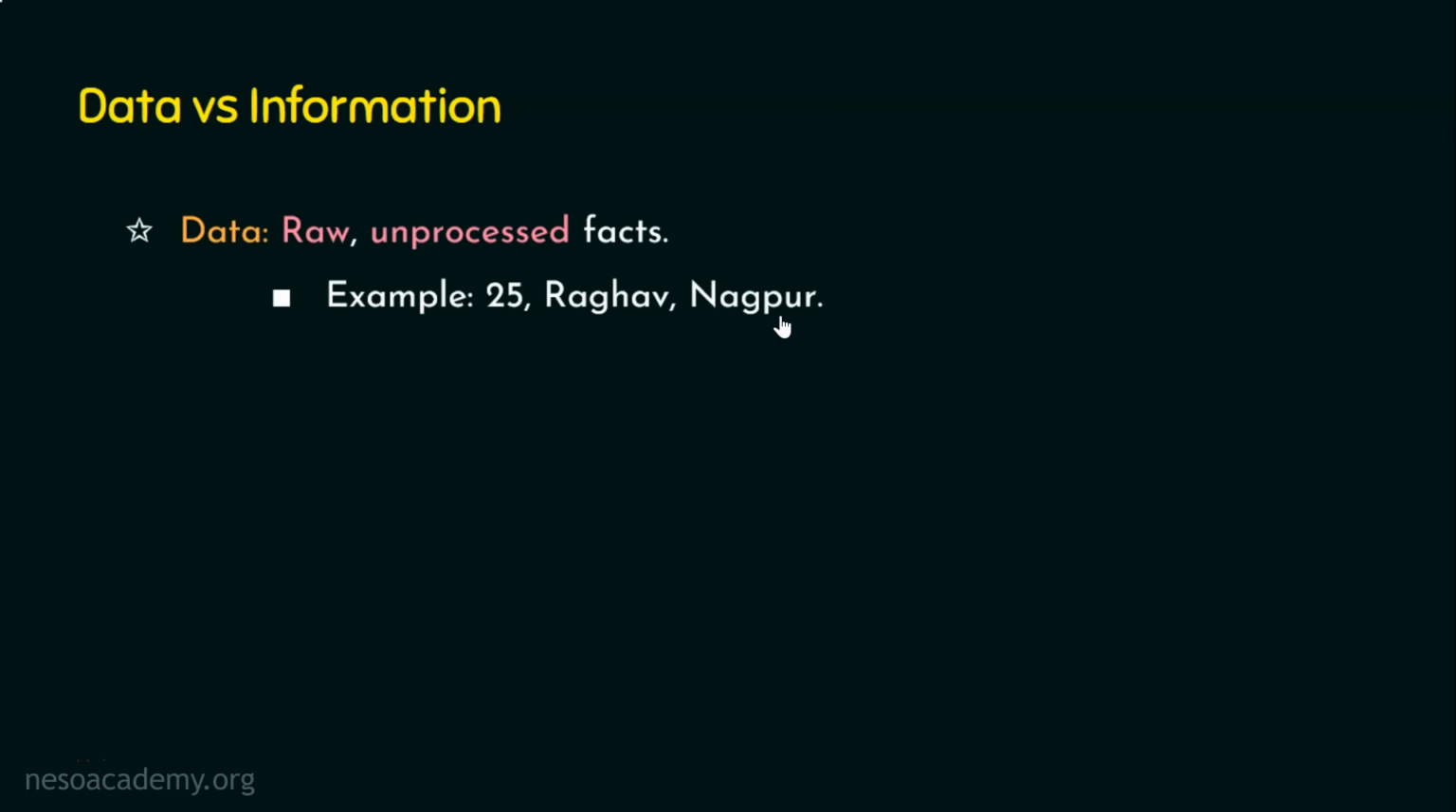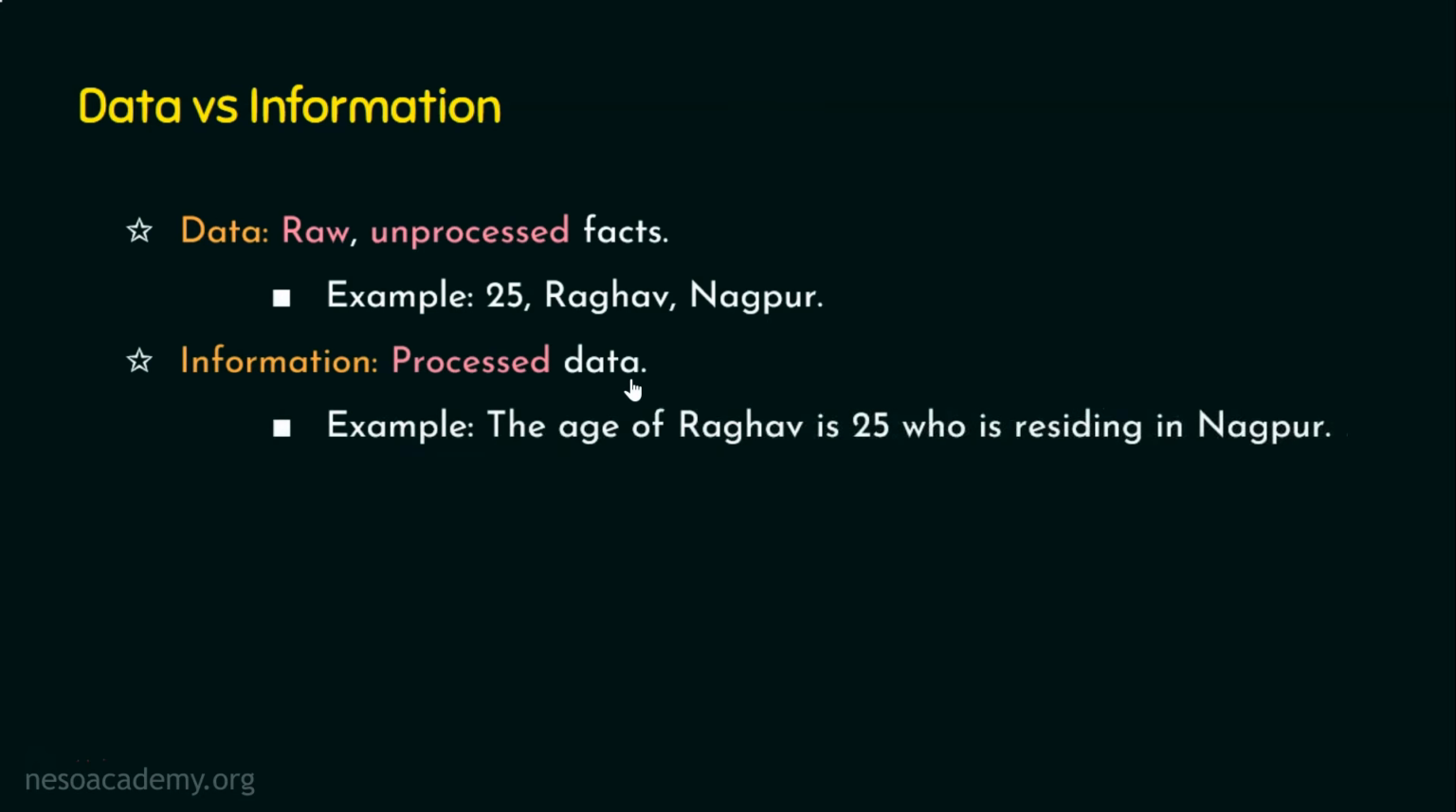Then what is information? Information is processed data. For example, we have the data here. Now we are going to process this data so that we get information. The information is: the age of Raghav is 25 and he is residing in Nagpur. So what do we mean by this? We had the raw facts, which is the raw data. Now we have the processed data, which is actually the information. I hope now things are clear to you.